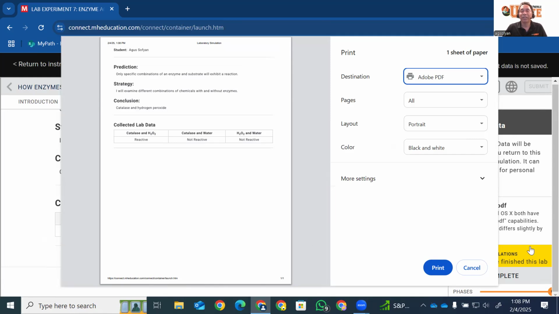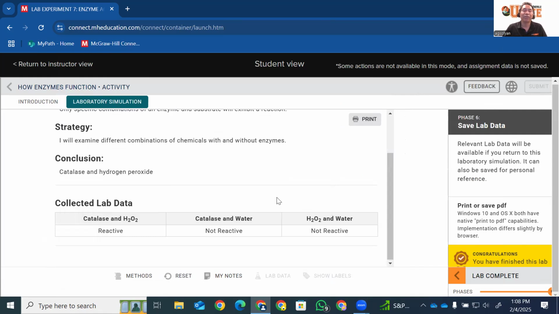Okay, so I think that's how to do experiments using McGraw-Hill Connect.